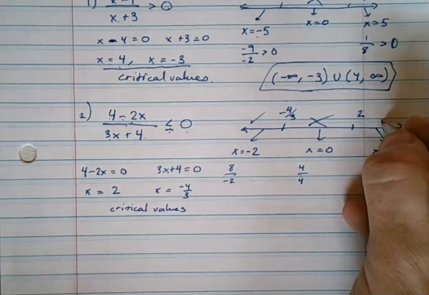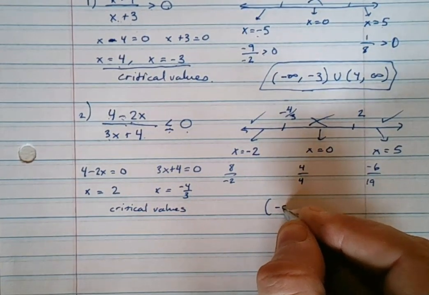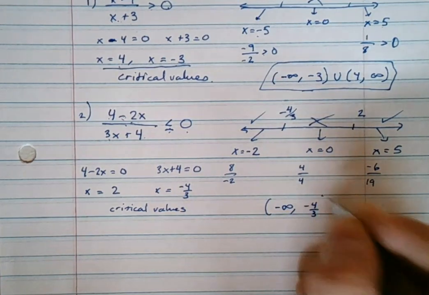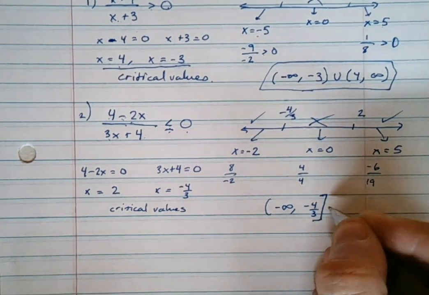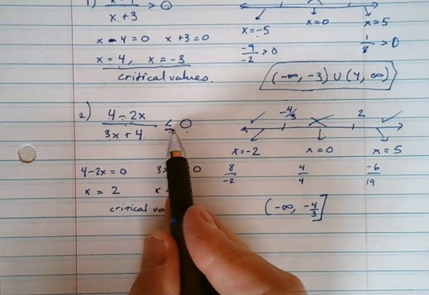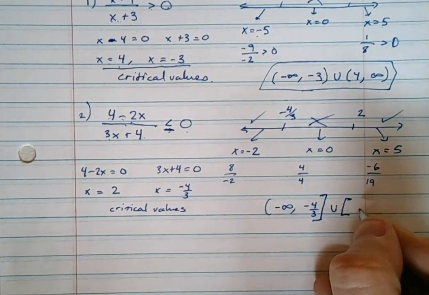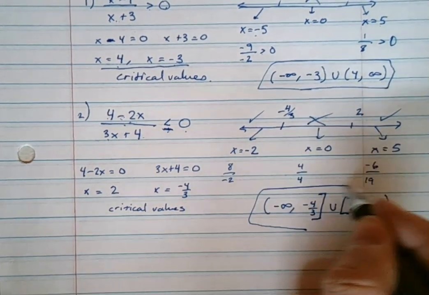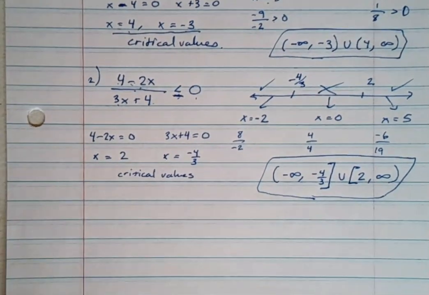So this works. Our solution is negative infinity to negative 4/3. Oh, I goofed. Almost goofed. We get a bracket because this is equal to, union bracket 2 comma infinity. Almost goofed there. And that would be bad because I'm writing in pen. Ugh, math and pen. This is why you're not supposed to do math in pen, right?